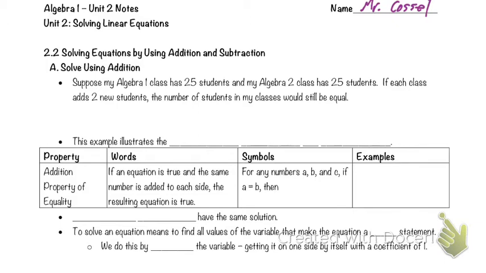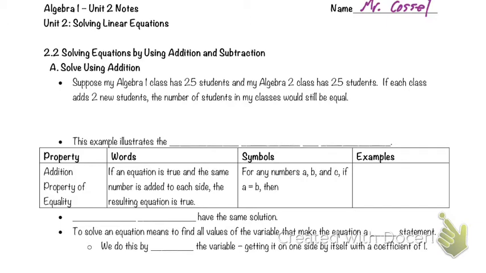So, let's work on solving using addition. Suppose my Algebra 1 class has 25 students. We don't have 25 students right now. Suppose an Algebra 2 class has 25 students. Each class adds 2 new students. The number of students in my class would still be equal, wouldn't they? True. How much would each class have? 27. Now, would they still be equal if only one of the classes added 2 students?